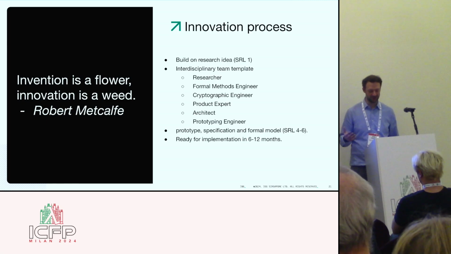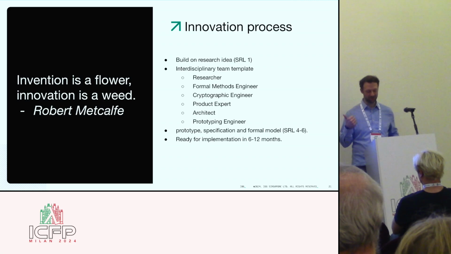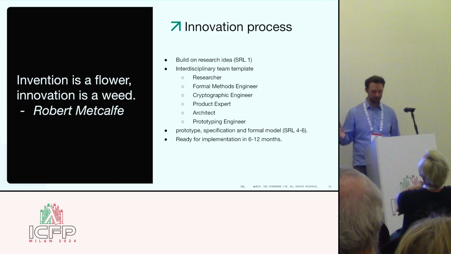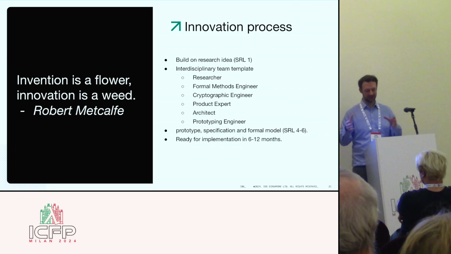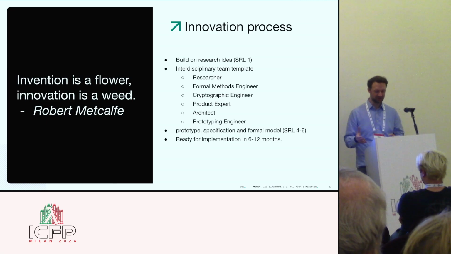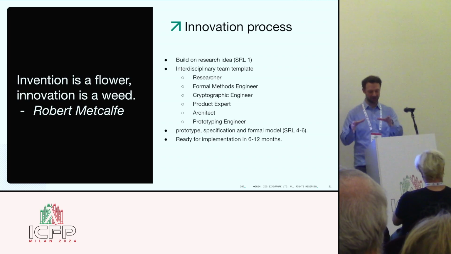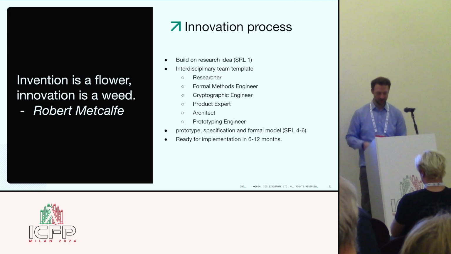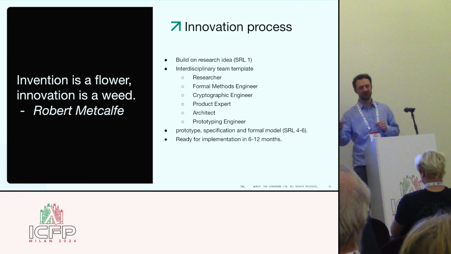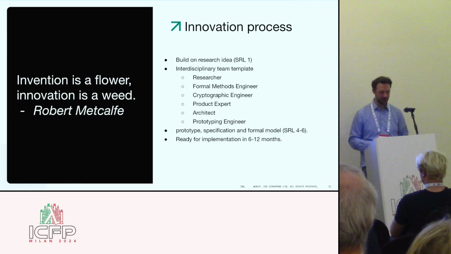We have an interdisciplinary team. We have all the relevant people working together. So we have the basic templates: a researcher, a formal methods engineer, sometimes a cryptographic engineer if it's relevant, a product expert, an architect, and a prototyping engineer. It changes a bit. Sometimes we don't have one of the roles. Sometimes we double up. We tend to have researchers and product experts split between multiple projects, but that's the basic template. And we also work with the research team on one side, and with the engineering team on the other side, and with the community. So we want to do that communication as well.